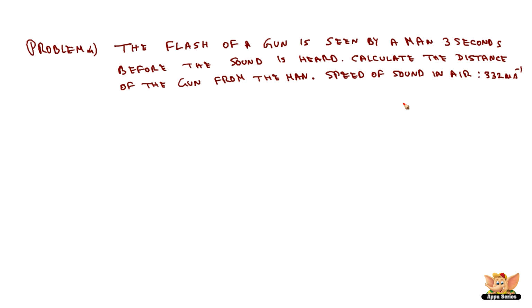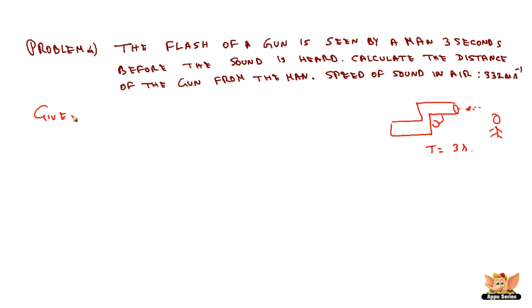So if you take a gun, a bullet is fired, so the flash is seen first, because the light travels at a higher speed than the sound. So the flash is seen first by the man, and then 3 seconds after that, he hears the firing sound. So in this case, T is 3 seconds.